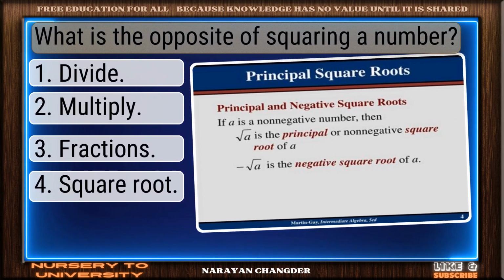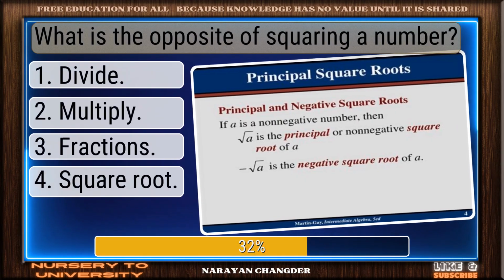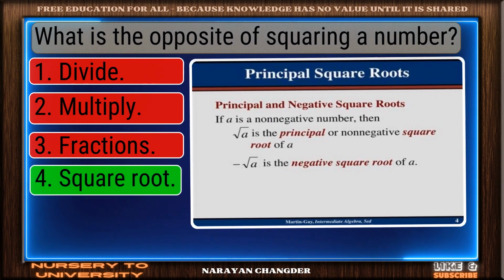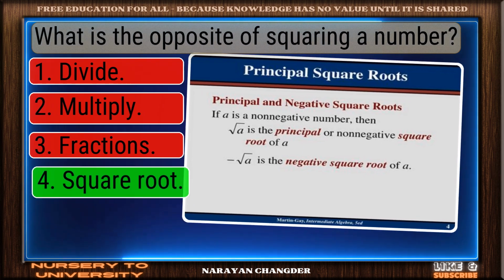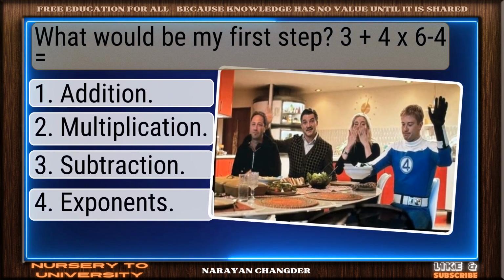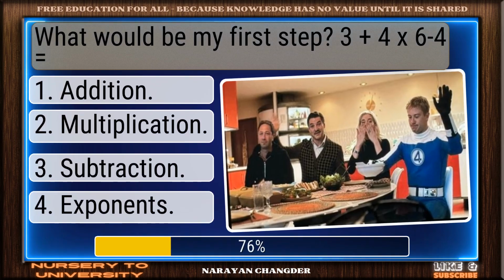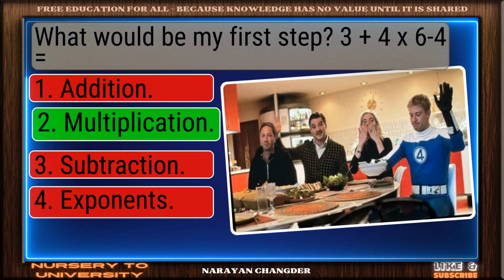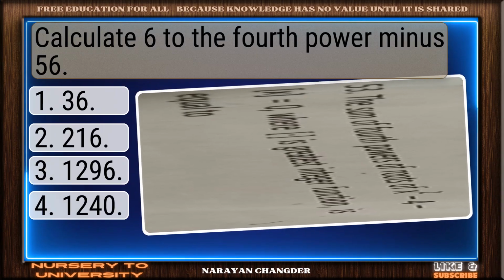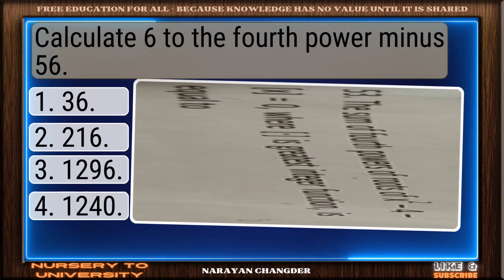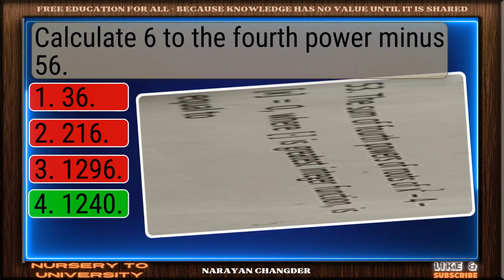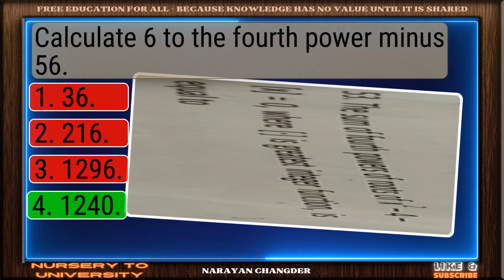What is the opposite of squaring a number? Good thinking. Square root is the right answer. What would be my first step? 3 plus 4 times 4 equals... Nice selection. Multiplication is the correct and valid answer. Calculate 6 to the 4th power minus 56. You chose 1240, and it is correct.